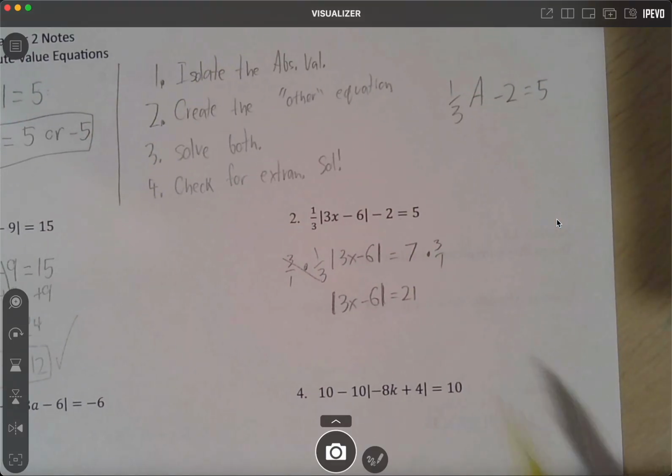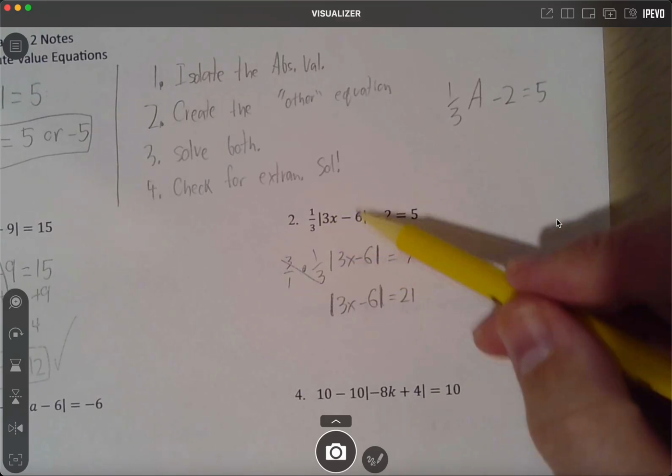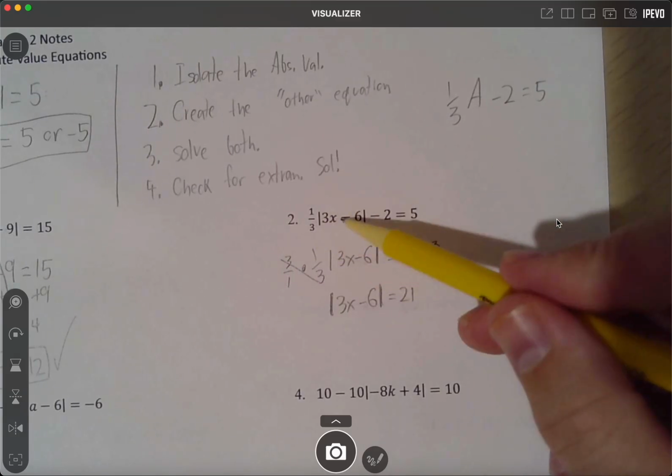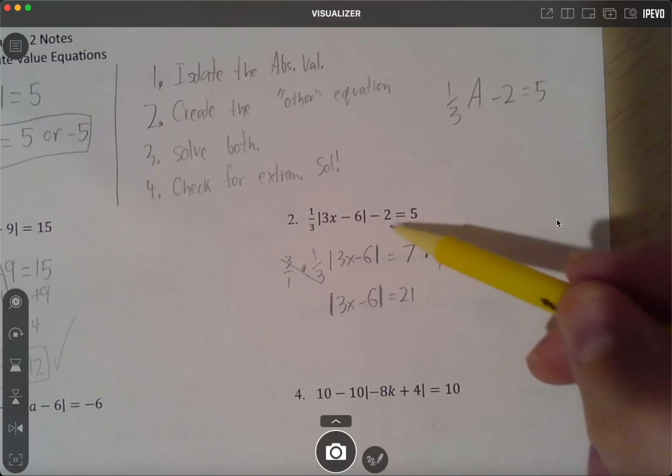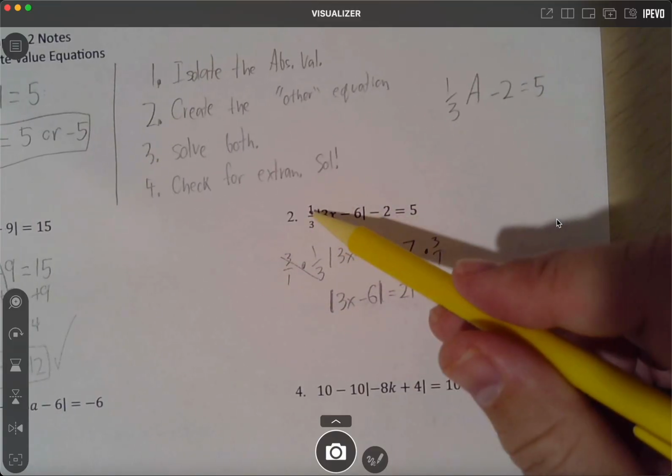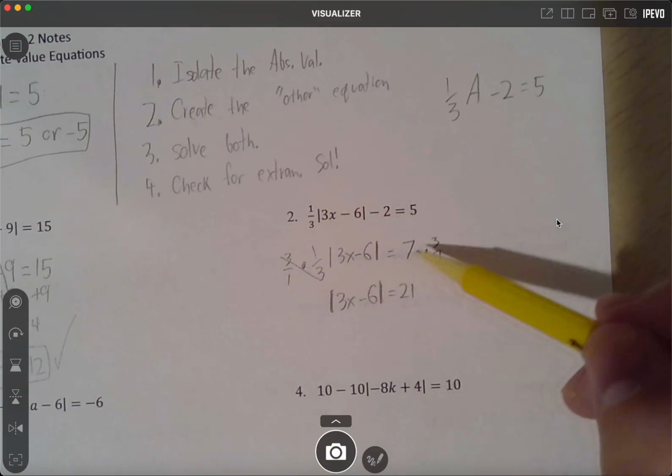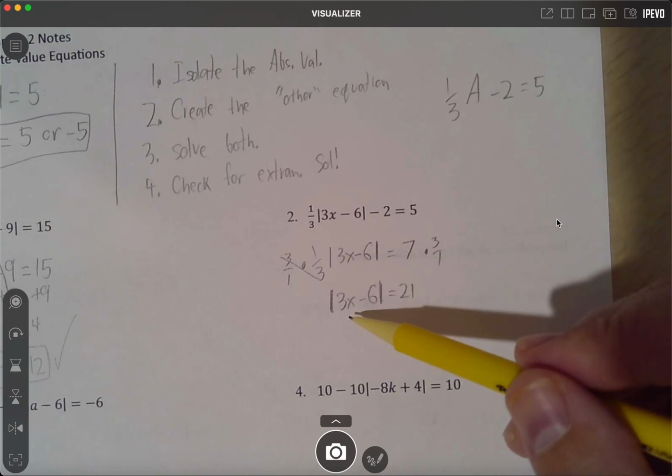Again, you're just assuming, hey, what if this whole absolute value is just some big letter and I had 1/3 times the letter minus 2? Well, the minus 2 doesn't have the letter, move it over. Then you've got a fraction multiplying, so use its reciprocal. Now your absolute value is isolated.